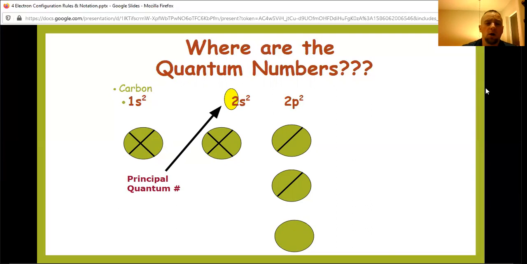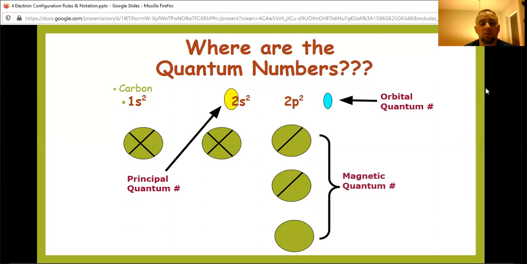Our second one, our orbital quantum number, that's the shape, so S and P in this example of carbon. And then our magnetic quantum number are those 3 positions, how they align compared to the x-axis. So there's our 3 positions for the 2p orbital. And then, of course, our spin quantum number is represented from the slashes. So hopefully this helps you guys with understanding how to write out our electron configuration with the electron notation.